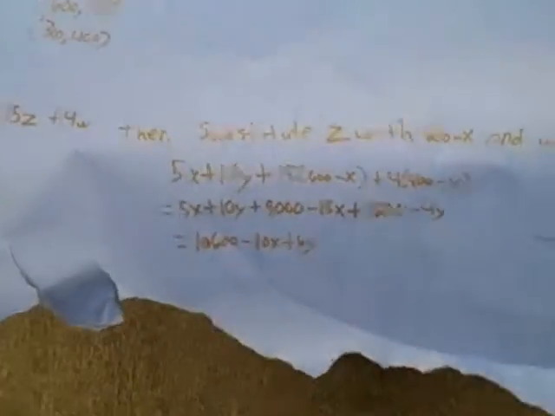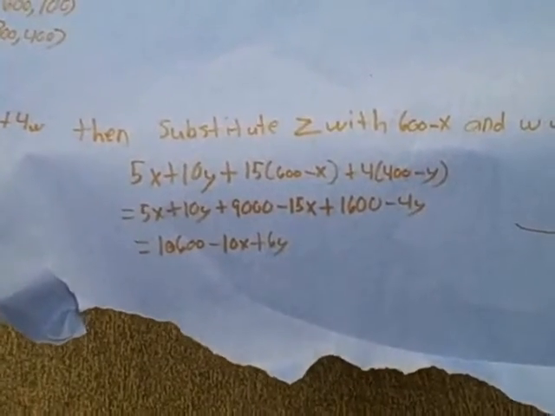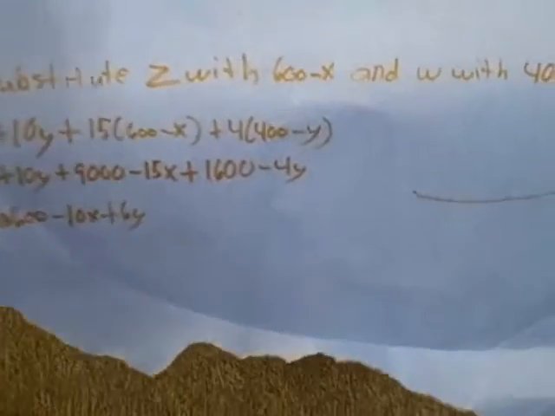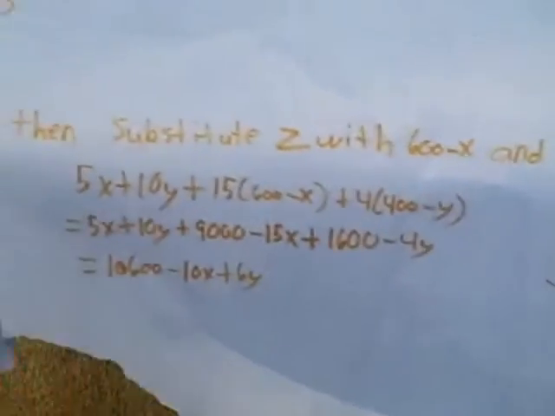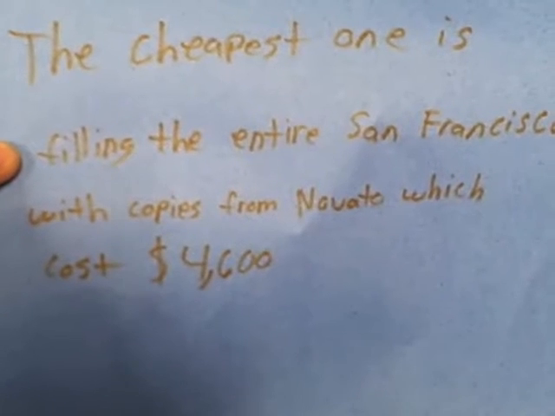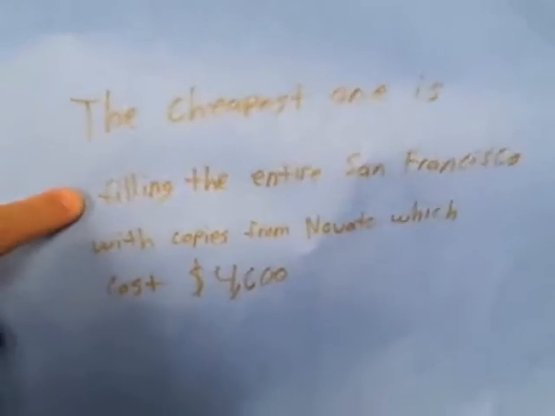With this, we have to plug each and every one of them in, and because we were lazy, we did it, but we didn't write it down. But we plugged in all these for X and Y, because it's calculator work. And we found out that the cheapest one would be the San Francisco with the copies from Nevada, which costs only $4,600.